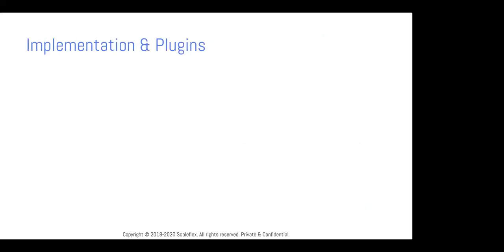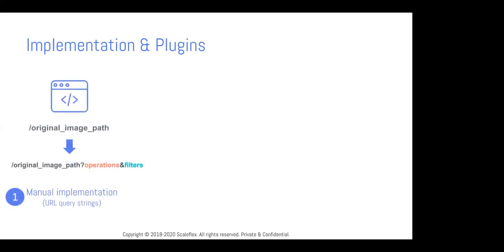So how to implement Cloudimage? There are 3 simple ways. The first way is the developer way. You basically have your origin image paths in your code. You just need to amend them with the operations and the filters you want to have Cloudimage apply to the images.